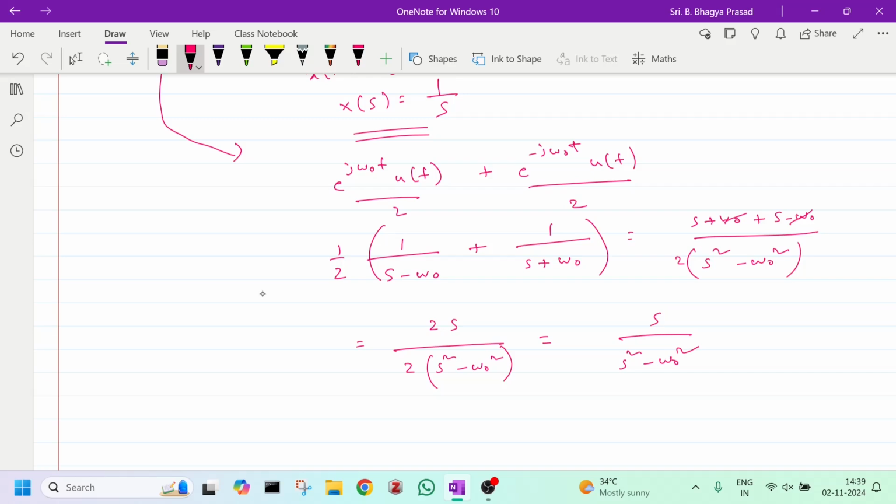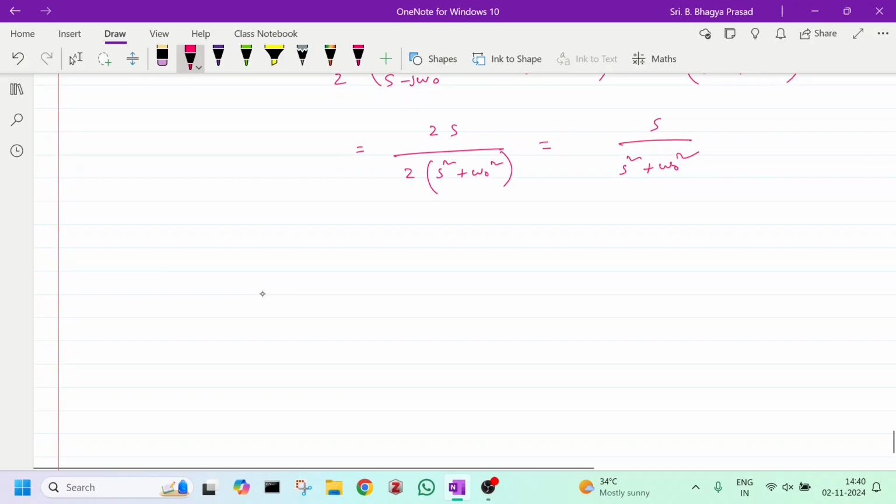Sorry, here you have to mention j. So I forgot about j omega naught. So this will be plus omega naught square. So this is plus omega naught square. So this is the approach to solve the problems very quickly using the property. This is the frequency shifting property.